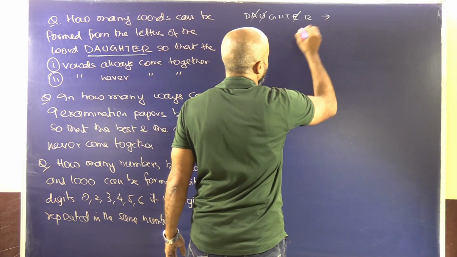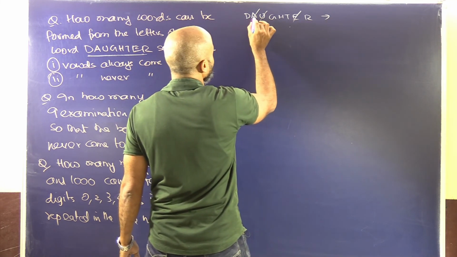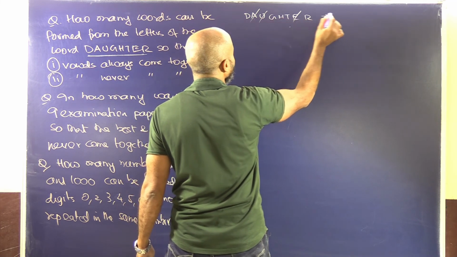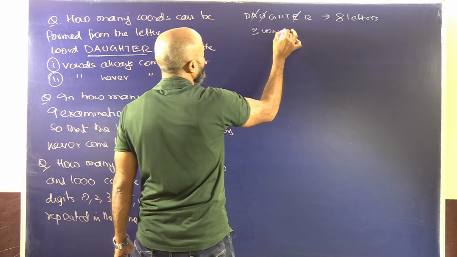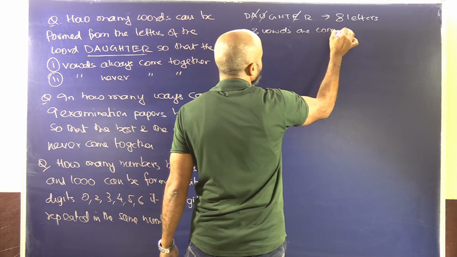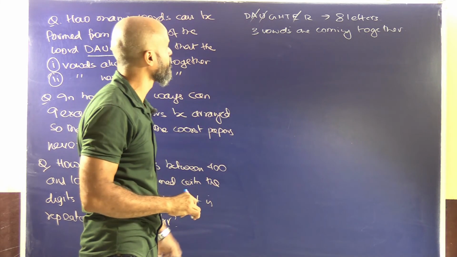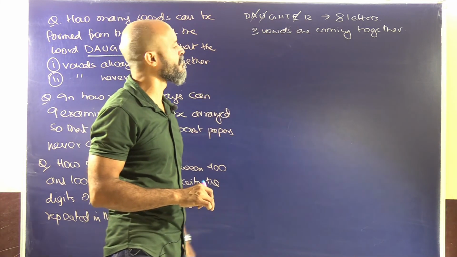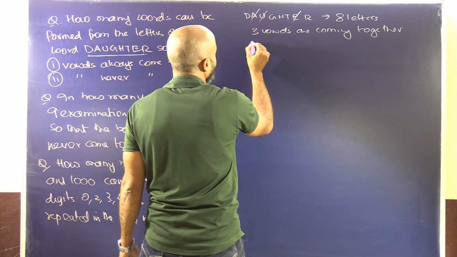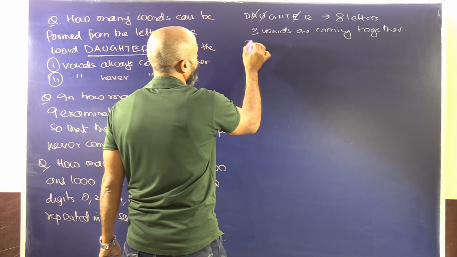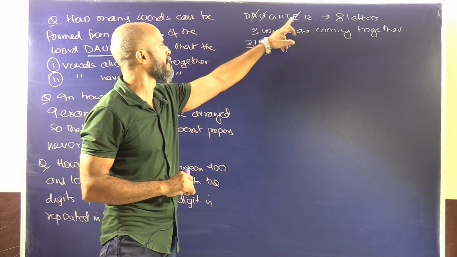So if the vowels are coming together, so we can say 1, 2, 3, 4, 5, 6, 7, 8. 8 letters, out of which 3 vowels are coming together. 1, 2 and 3. So 3 vowels are coming together. How many combinations can be possible here between the 3 letters? Factorial 3 ways.